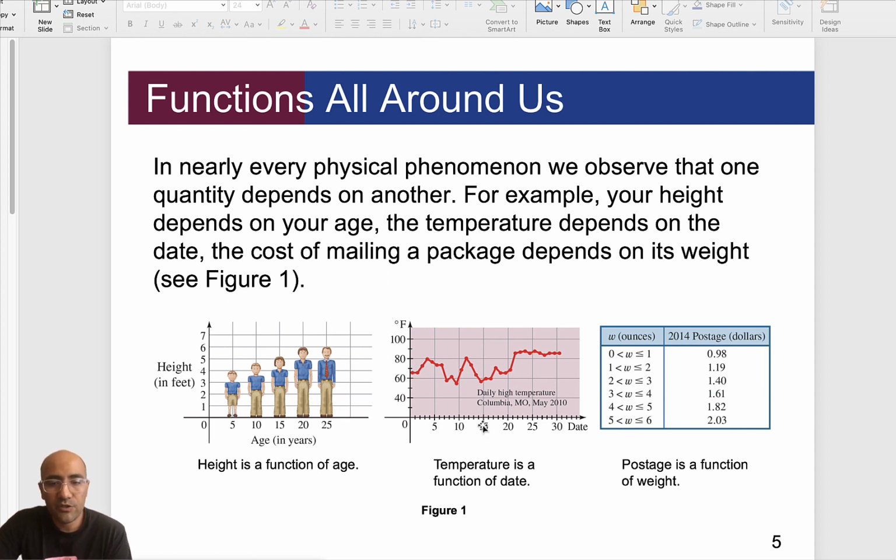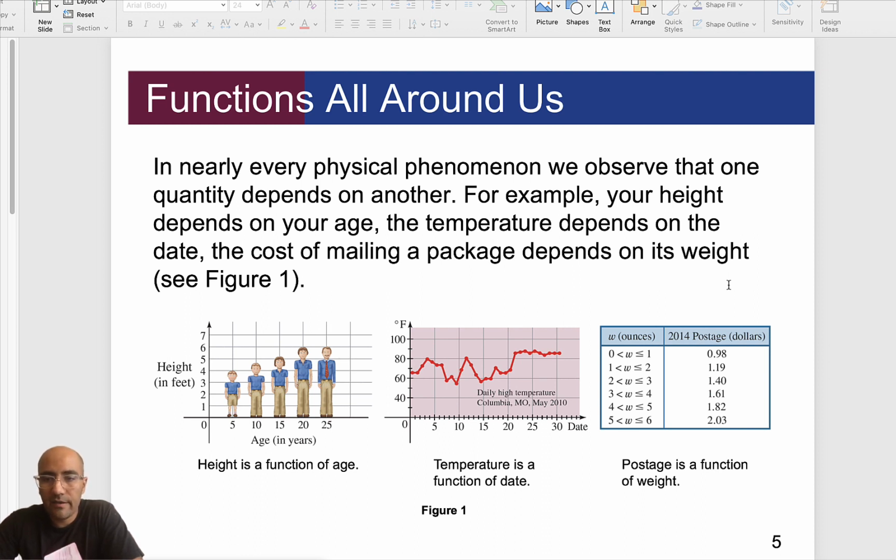We could have temperature as a function of dates. Could also be times, like throughout the day, various times, or days of the year, something like this. So we can of course have temperature as a function of the date.